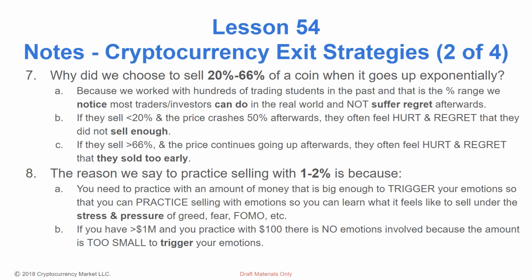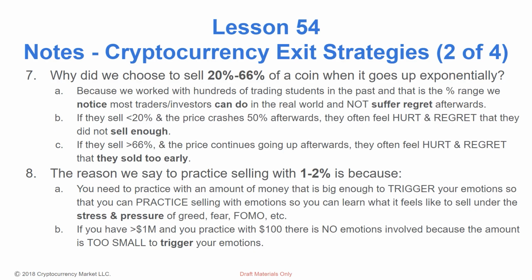If they sell less than 20% and the price crashes 50% afterwards, they often feel hurt and regret that they did not sell enough. There's a threshold where if the amount that the student sells is too little, then they suffer a lot of regret if there's a big crash after they sell. If they sell greater than 66% and the price continues to go up afterwards, they often feel hurt and regret that they sold too early. So that's the reason why we focus on that 20 to 66% area.